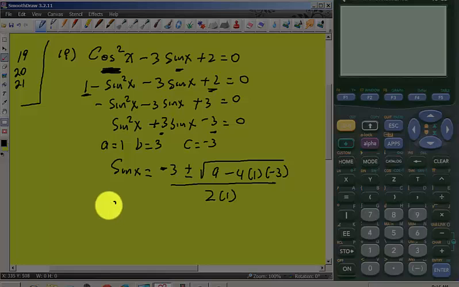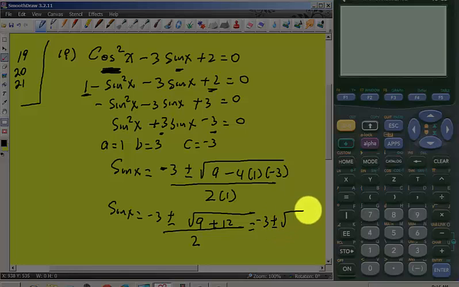All right. So this is sine of x is equal to negative 3 plus or minus square root of 9 plus, and what is that? 12? All that over 2. This is negative 3 plus or minus square root of 21 over 2. So I have two solutions. I have sine of x is equal to negative 3 plus rad 21 over 2, and I have sine of x is equal to negative 3 minus rad 21 over 2.